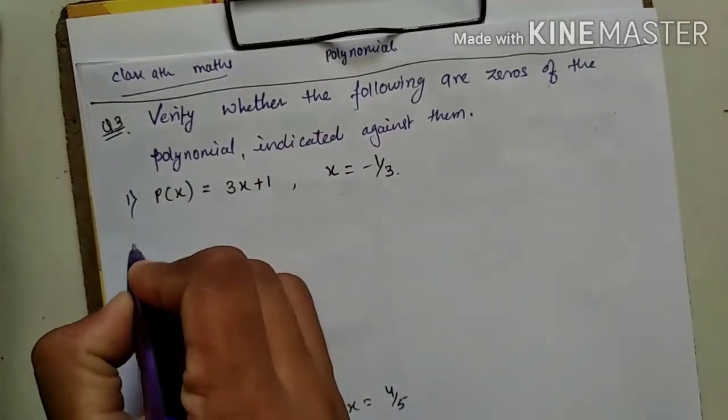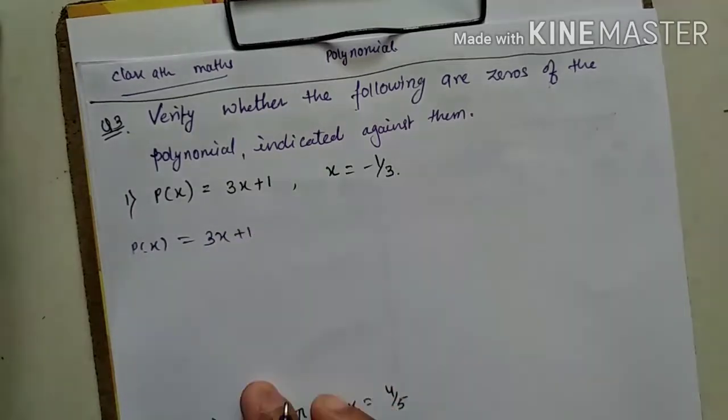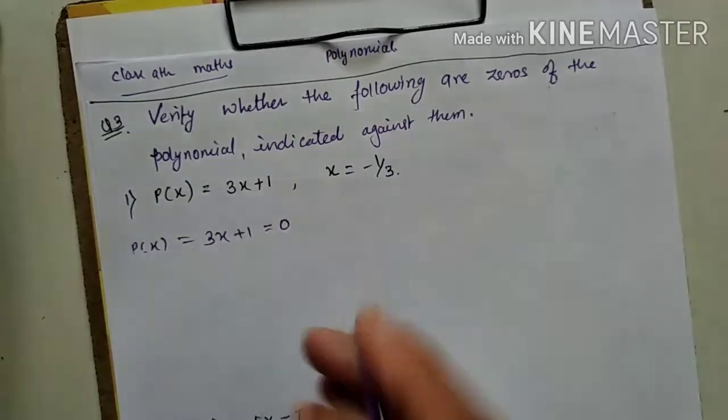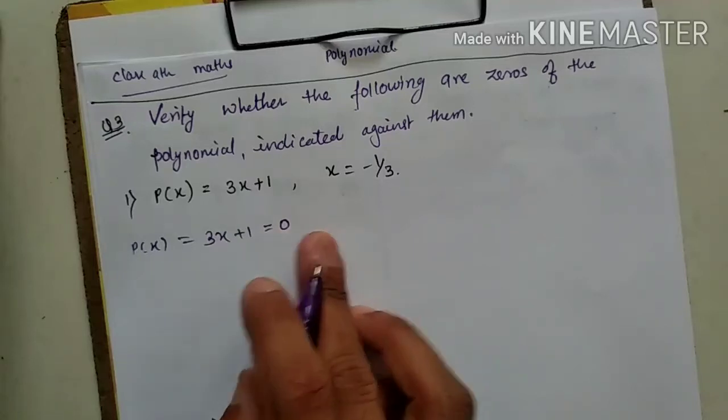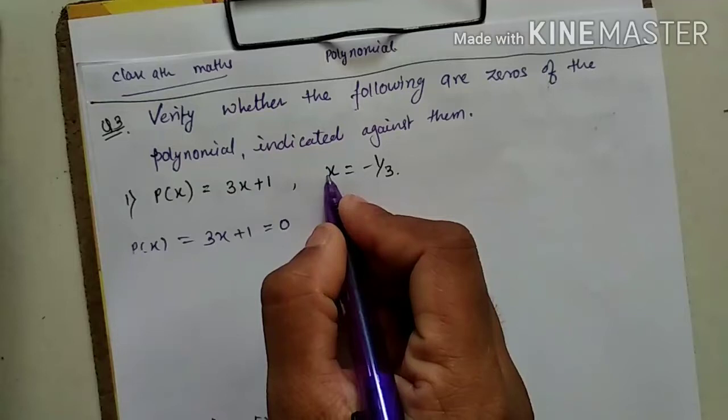Here is P of x equals to 3x plus 1. You have to put it equal to what? 0, because I have to find the zeros of the polynomial. If it equals 0, then it will be considered. You have to put x equals to 1 by 3.